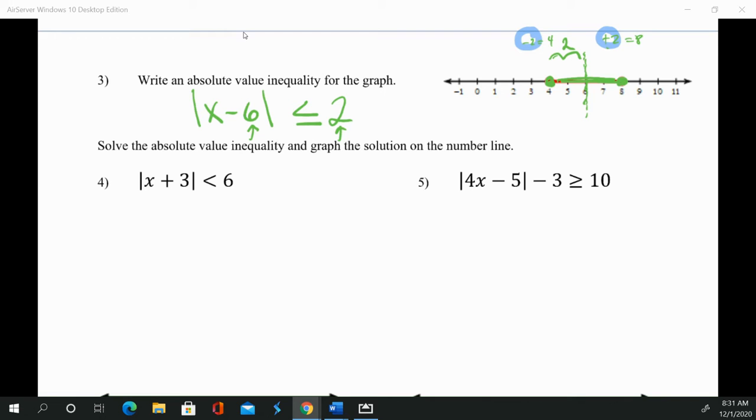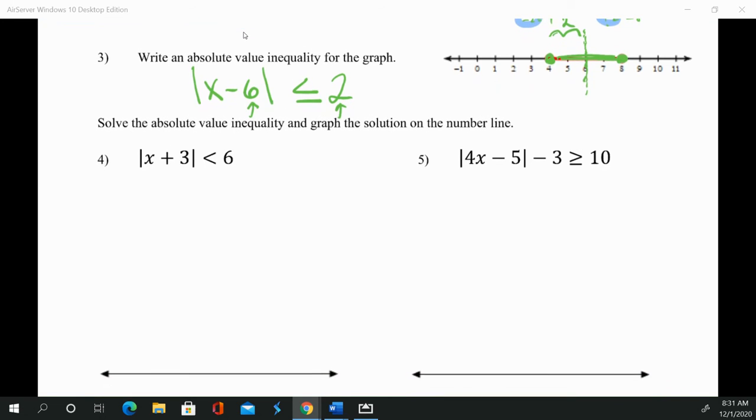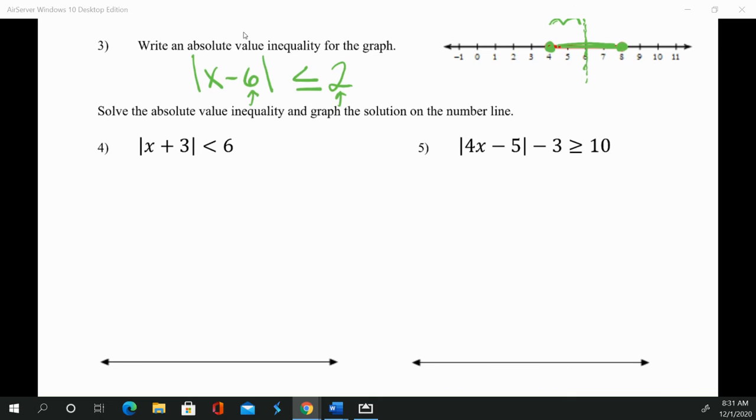Okay, but the bulk of this lesson is to solve and graph absolute value inequalities. So as long as the absolute value is isolated, I always jump right in and I say, okay, this is a less than, so I know it's going to be an and. Okay, so first isolate and then determine what you're setting up.